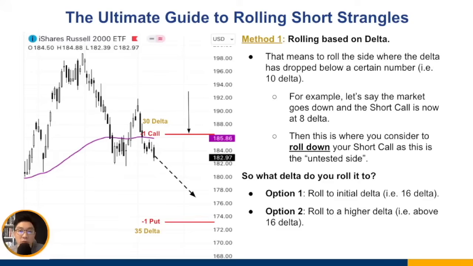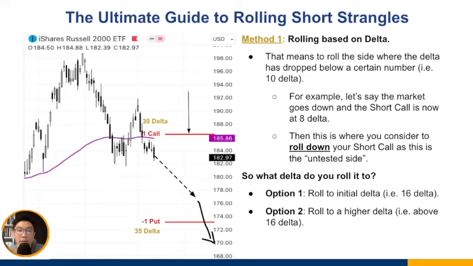Now, the second option is that you could roll it to a slightly higher delta. So if you started off with 16 delta, maybe you might want to roll it to 25 delta or even 30 delta. Basically it's above 16 delta, and this is when you are a little bit more bearish on the underlying. You think that the market is still going to continue going further down, then you could choose to be a little bit aggressive in the rolling of your delta.